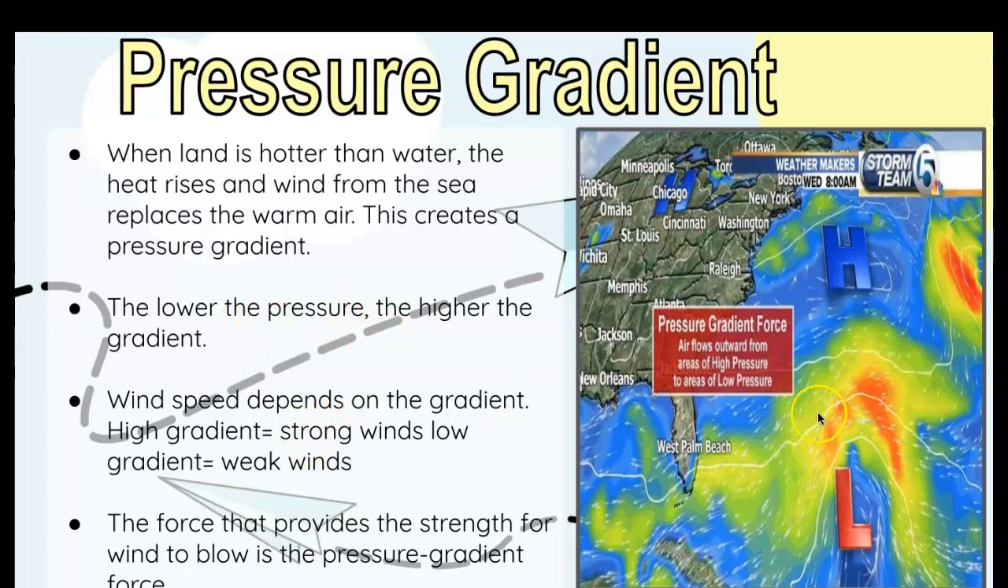So low pressure systems are always categorized amongst storms. So your hurricanes that form out in the ocean, they form around a low pressure system. Low pressure always means bad weather. So the lower the pressure, the higher the gradient, the stronger the winds, right? These are going to be your severe storms, your hurricanes, stuff like that. And the force that provides the strength to push the wind or for the wind to blow is called the pressure gradient force.